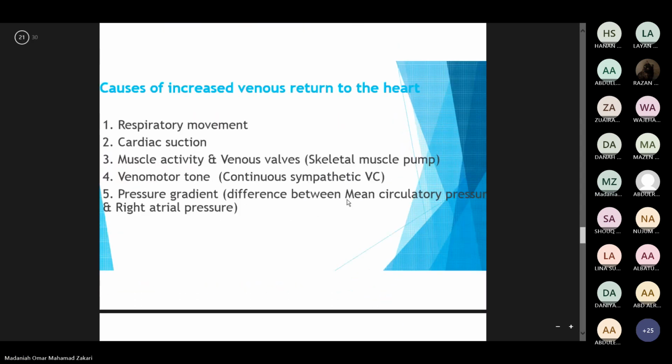The causes of increased venous return to the heart. Respiratory movements, of course: when we do deep inspiration, pressure decreases and blood flow back to the right side of the heart increases, so heart contraction increases. Cardiac suction occurs because of deep inspiration. Muscle activity and venous valves, which occur at the level of the skeletal muscle. Skeletal muscle acts as a pump. It pushes the blood toward the heart. Okay.